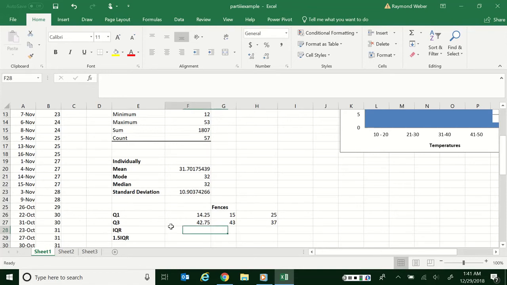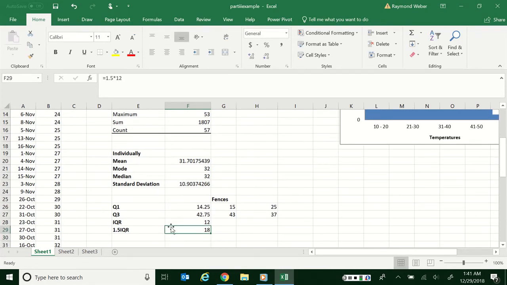Now my interquartile range is the difference between those two. So 37 minus 25. And so 18 is my IQR. And then I want 1.5 times that. And now there are several different ways. This is one way to find outliers. The book goes over them. If you use a different method, as long as you do it correctly, that's fine. I'm just going over this one.